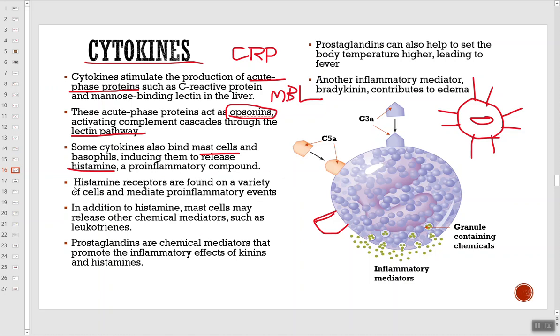Histamine receptors are on a lot of different cells, and they're going to help trigger an inflammatory response. They also have things called leukotrienes, which are also pro-inflammatory. Prostaglandins are mediators, and they are also pro-inflammatory. They're also going to magnify the effects of the kinins and the histamines on the inflammation.